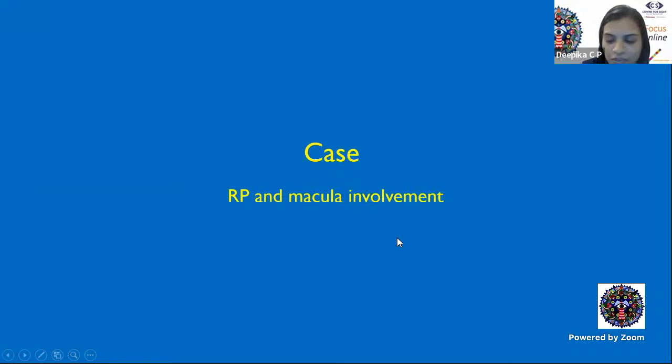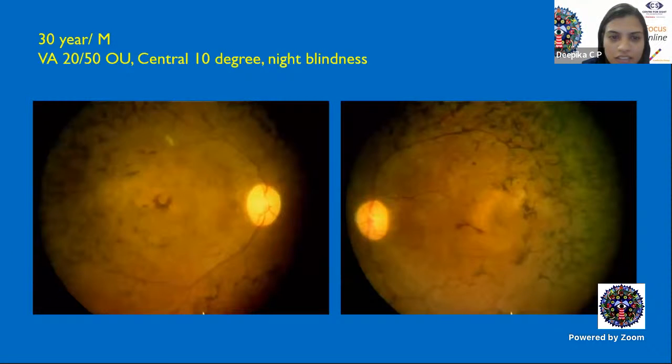Thank you, everyone. I'll quickly start with the quiz. These are the typical cases we have put. Mainly, we'll focus on the electrophysiology aspect. So here is the first case, RP with macular involvement: a 30-year-old male with visual acuity of 20/50, only the central 10 degrees of visual field is left, night blindness since childhood.